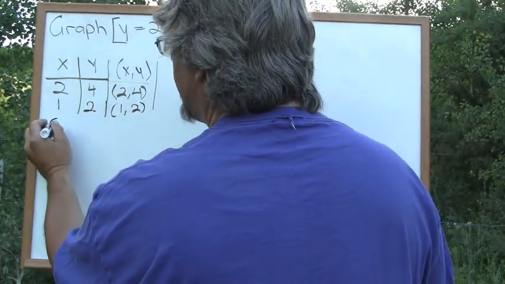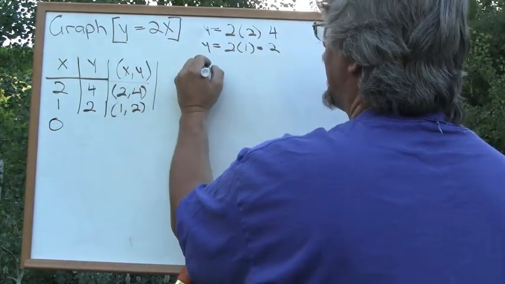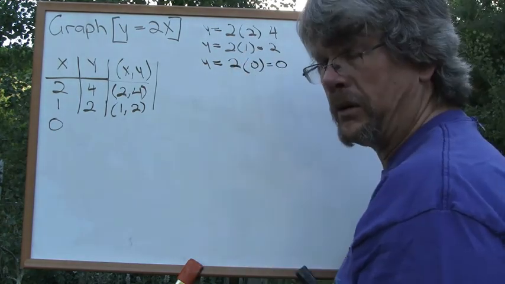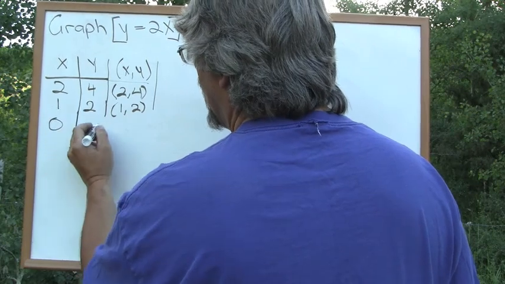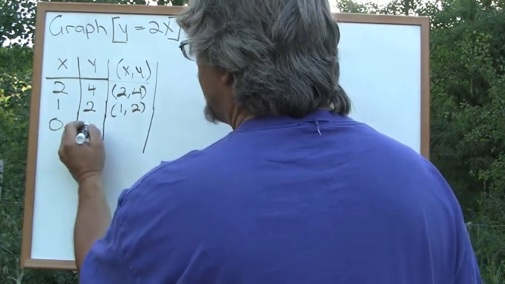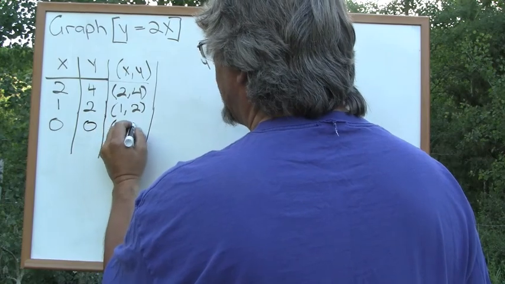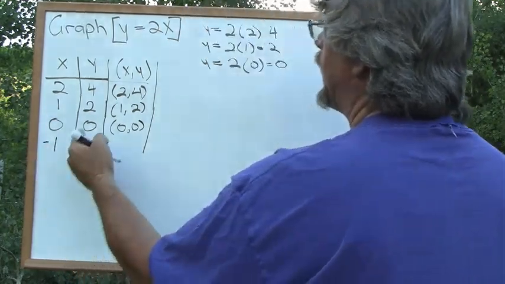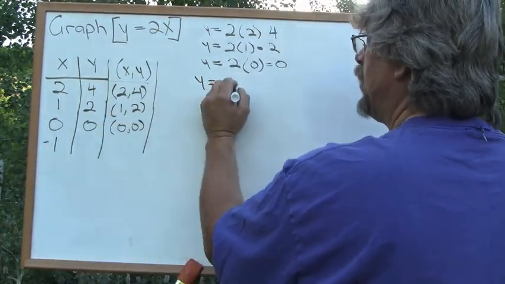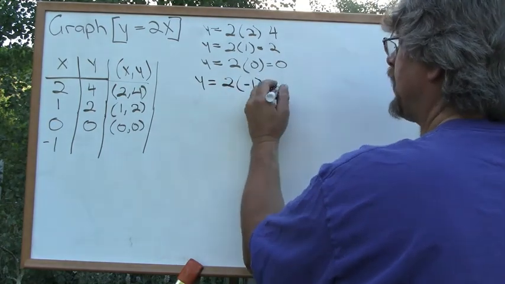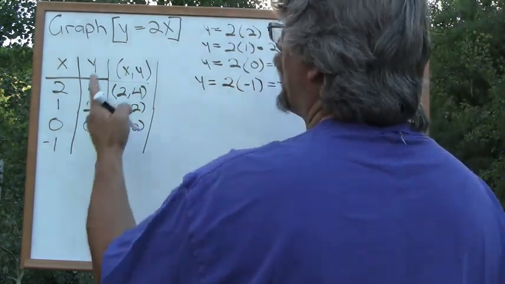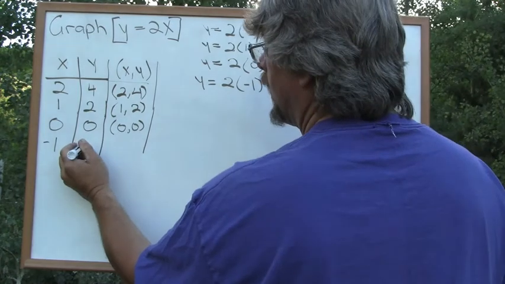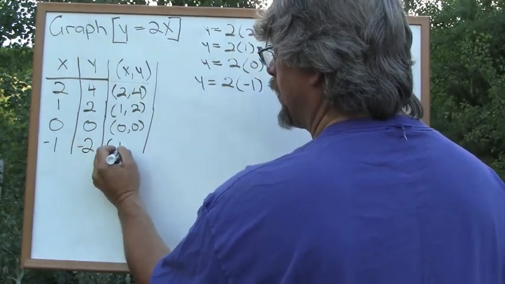When x is 0, then y equals 2 times 0, which is 0. So when x is 0, I have to extend this a little bit. When x is 0, y is also 0. You can see we're building up several pair coordinate points, right? Then when we choose x to be -1, y equals 2 times -1, which is -2. So when x is -1, y is -2, and there's another coordinate point.